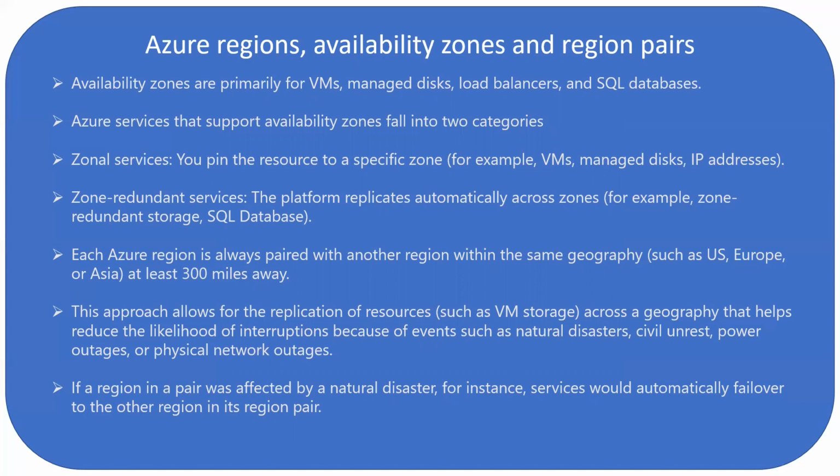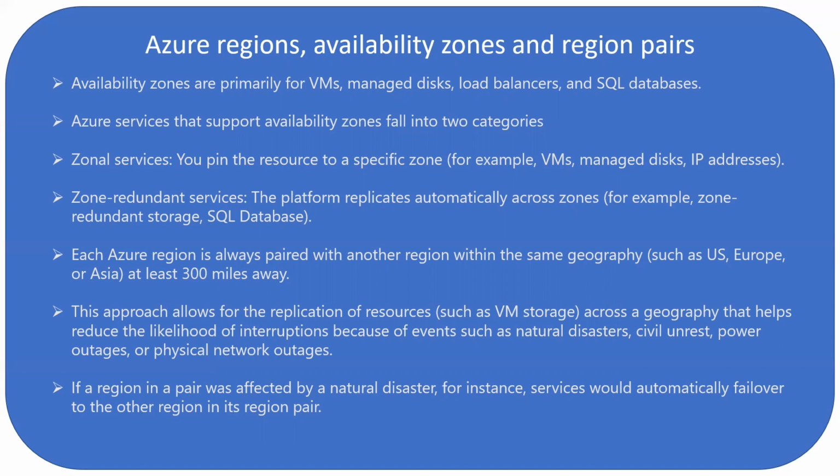Each Azure region is always paired with another region within the same geography, at least 300 miles away. These are called paired regions. This paired region approach allows for replication of resources across a geography that helps reduce the likelihood of interruptions because of events such as natural disasters, civil unrest, power outages, or physical network outages.